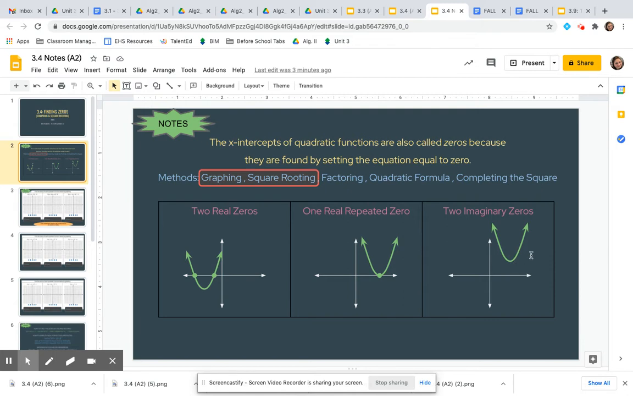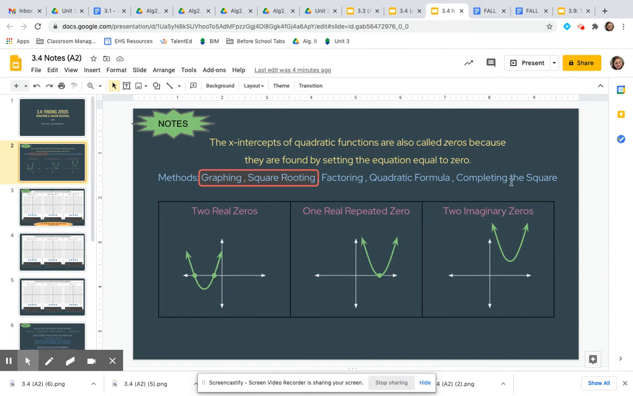And then the third graph, notice how it's too high. It doesn't actually ever cross the x-axis. So it is possible for a quadratic to never cross. It can have 2, 1, or basically no zeros. Real zeros are the ones you can see. This one still technically has solutions, but they're called imaginary because we can't see them on the graph.